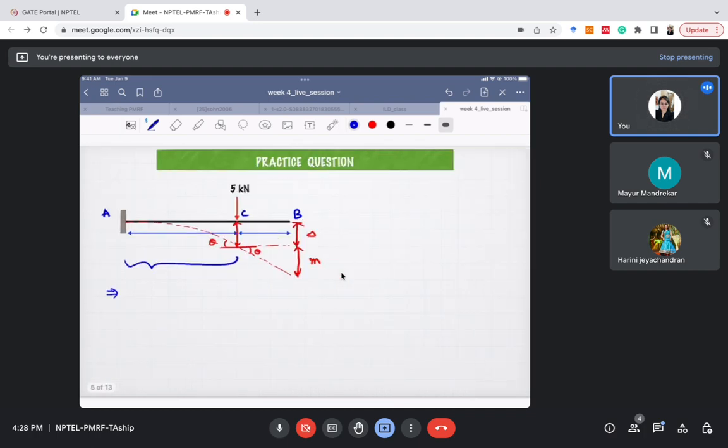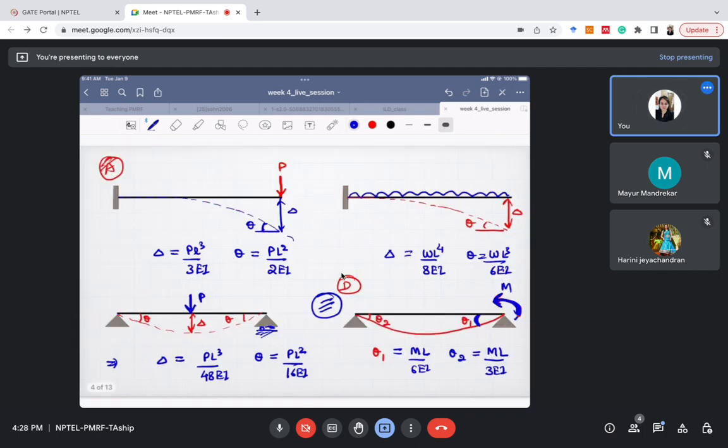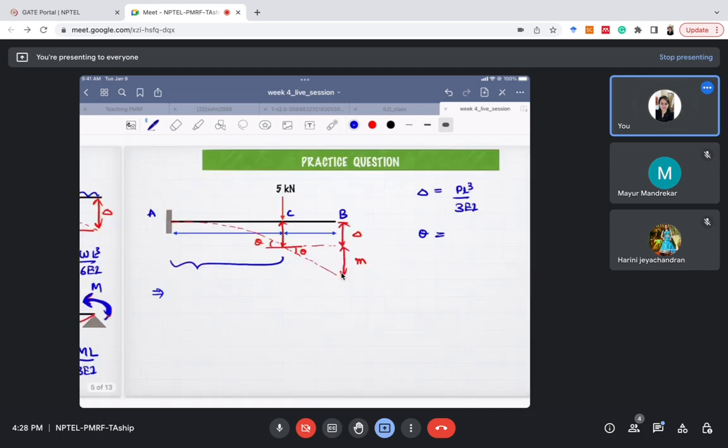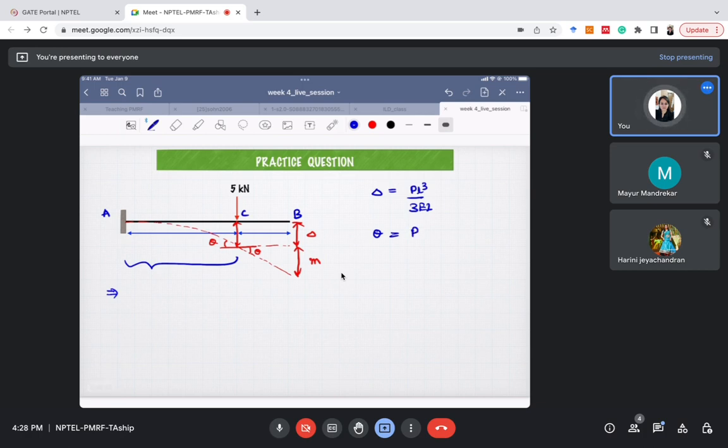For a point load applied at a cantilever, we know the formula: the value of delta is PL^3 by 3EI. And what is the value of the angle? The value of theta is PL^2 by 2EI. Can you quickly solve it for me? Theta and delta, what are the values you are getting?